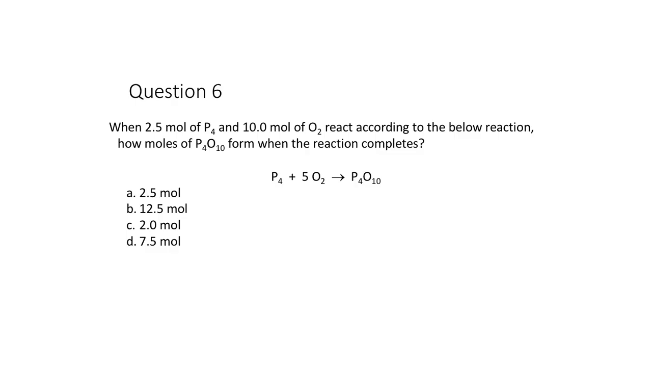Question 6 here. Two and a half moles of phosphorus and 10.0 moles of O2 react according to the reaction below. How many moles of P4O10 form when this reaction is complete? Now, one thing you may think is, well, let's add the two together, take the one reactant plus the other, but that doesn't entirely work because we're combining these molecules together. Then we also have a limiting versus excess reactant problem here that we need to think about.